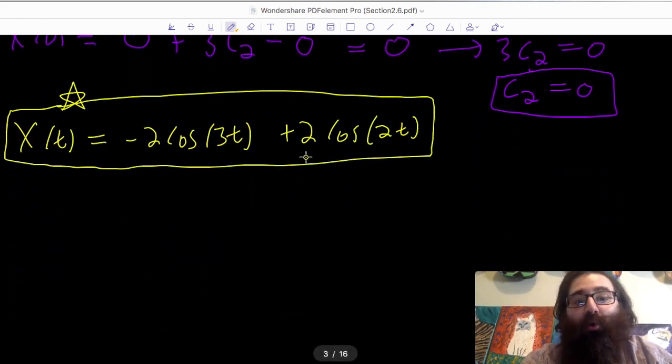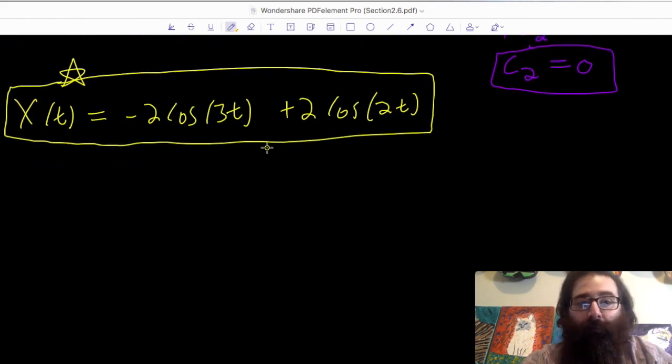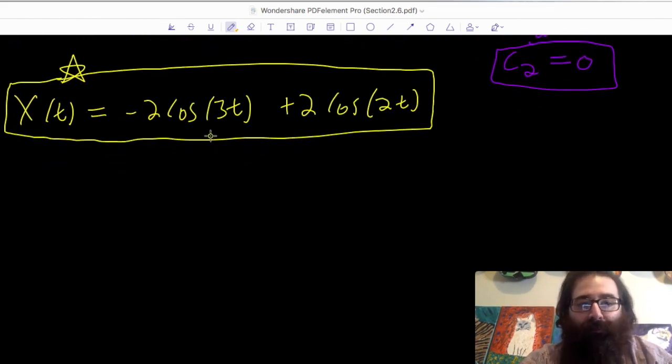So this is actually already in the form of the sum of two oscillations. If I had those sine terms left over, well, then I'd have to go through all those extra steps that we saw before. So this is actually all set for us to go as part of our answer.